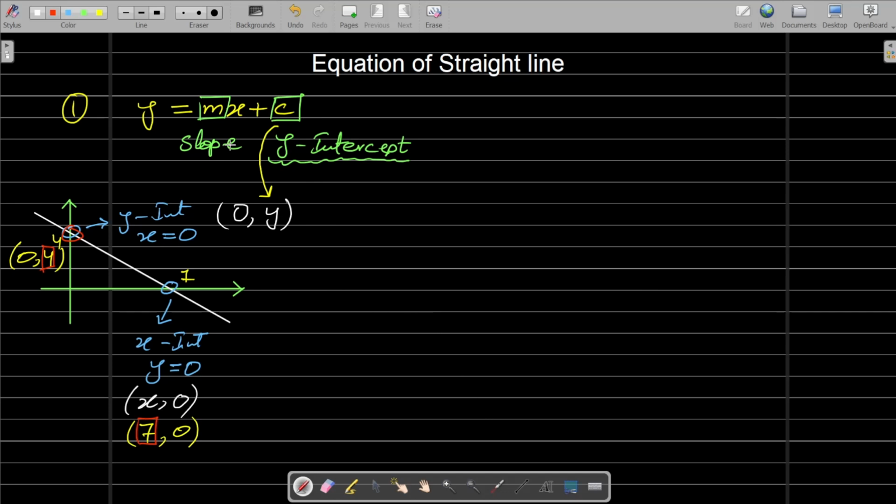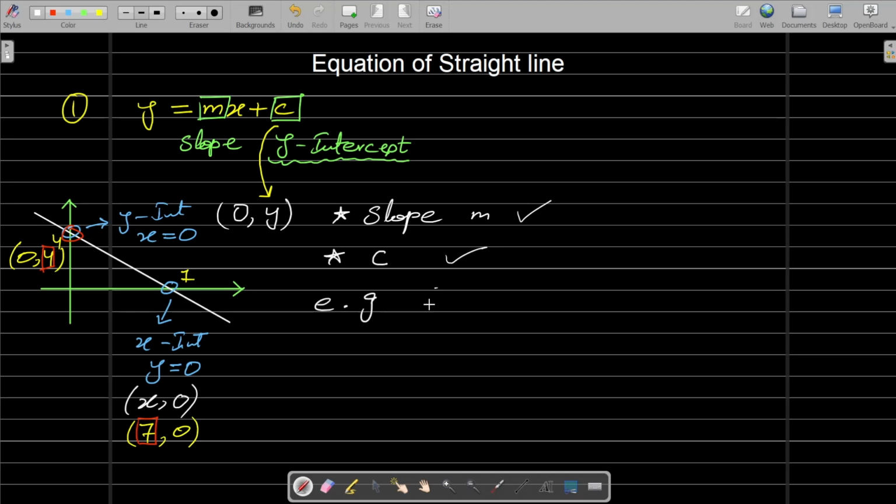Now, just to make things really clear, if you want to apply method number 1, you need to have two things. The first thing is you should know the slope. And secondly, you should know the y-intercept, which is denoted by c. If you have these two things, you can easily apply this method to find the equation of a straight line. So let's consider an example.